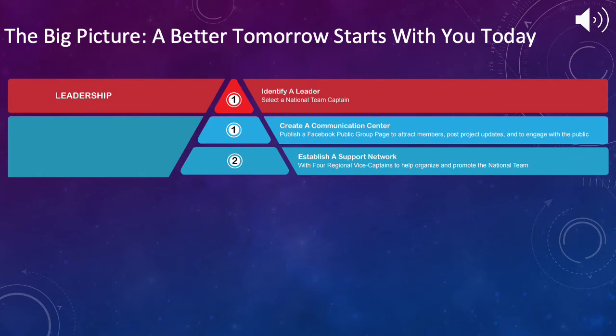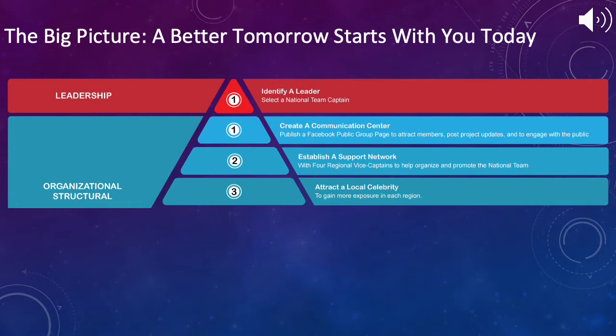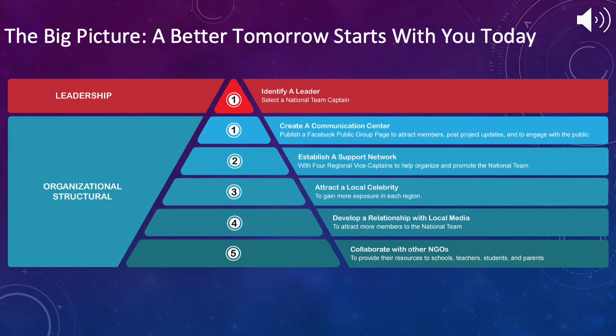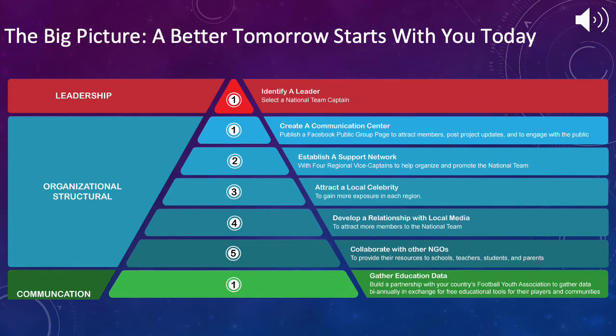Step 2. Establish a support network. With your support network in place, you can move to Step 3. Attract a local celebrity. Then, Step 4. Develop a relationship with local media. The final component to your organizational structure is Step 5. Collaborate with other NGOs. Now you're ready to build the base of your pyramid, the communication strategy.